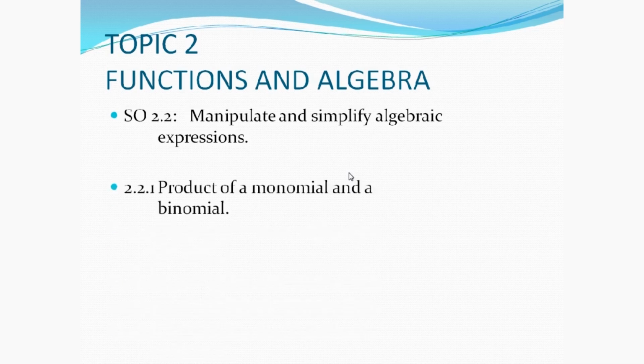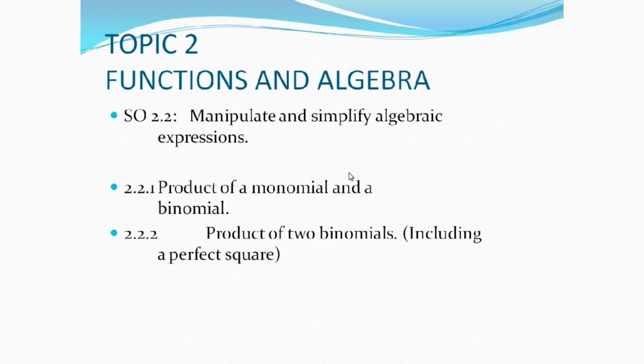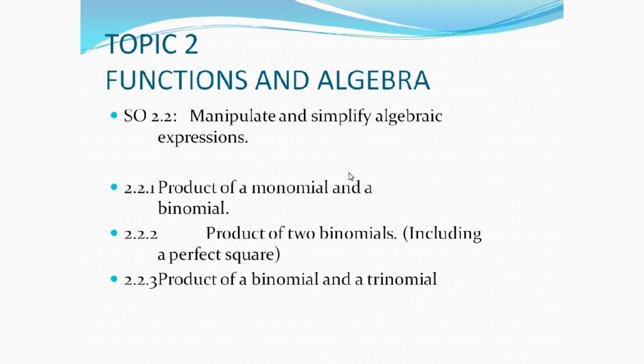Our learning outcome, the first learning outcome, is to work out the product of a monomial and a binomial. The second learning outcome will be to find the product of two binomials. We are also going to include a perfect square. The third learning outcome will be working out the product of a binomial and a trinomial.